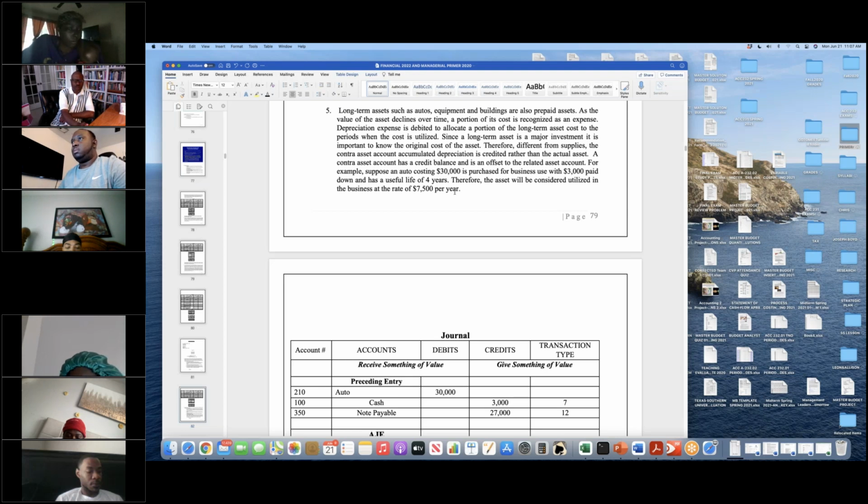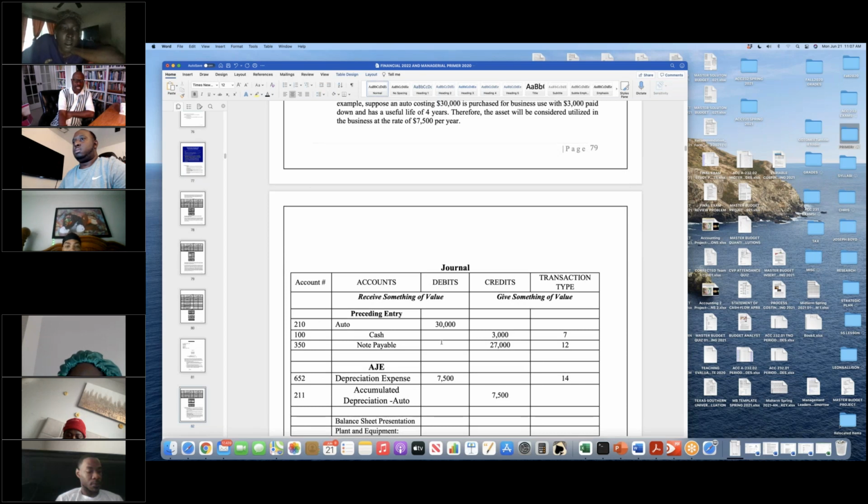And so therefore, you gotta depreciate it and reduce the value. So we're reducing the value. The AJE we're gonna make is what? We're gonna debit depreciation expense and credit accumulated depreciation. We could credit auto, but we want to keep this $30,000 on the books.